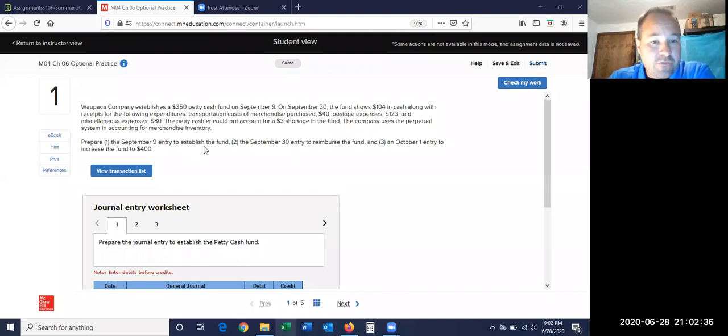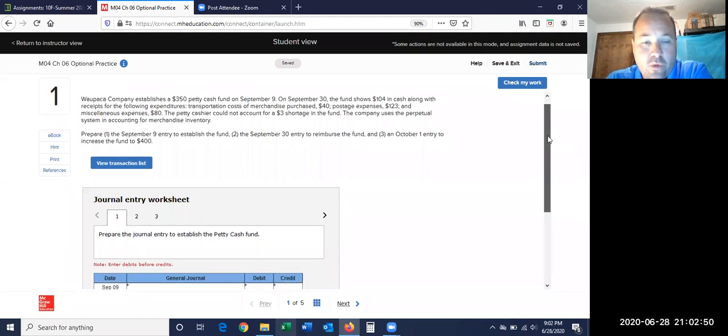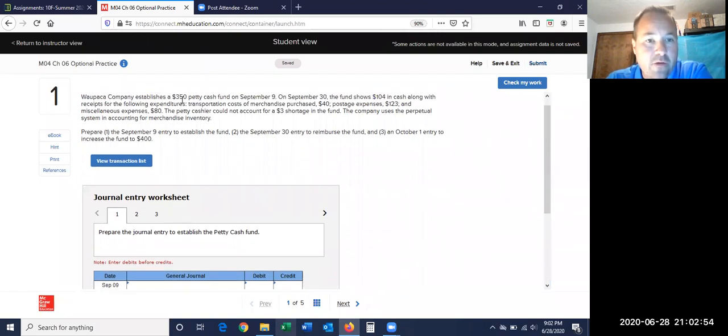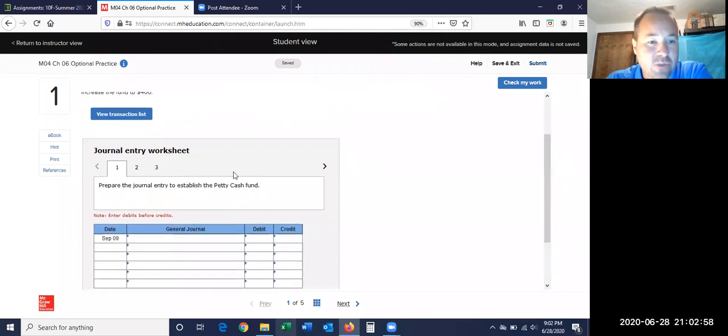All right, so let's look at this first one. We're going to keep with the petty cash. We're going to start in with petty cash. It says this company establishes 350 of their petty cash on September 9th. Let's just stop right there and do it one segment at a time instead of getting jumbled up. So we have $350 that we are opening up our petty cash, and that's what it says to do here. We're going to prepare the entry to establish petty cash.